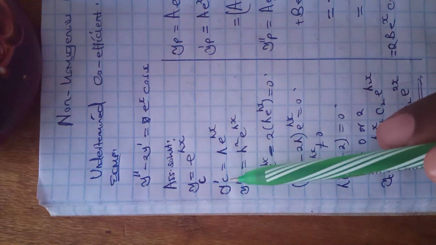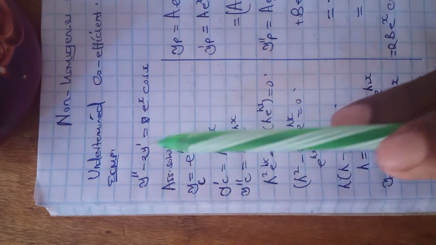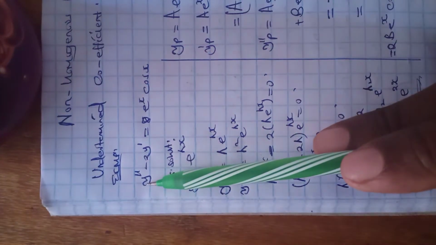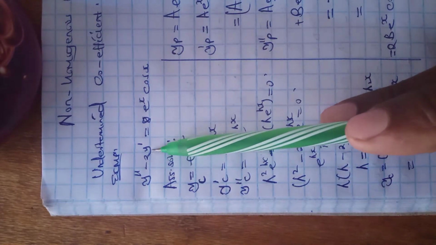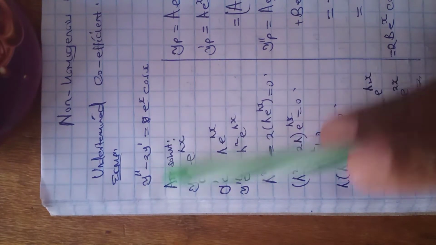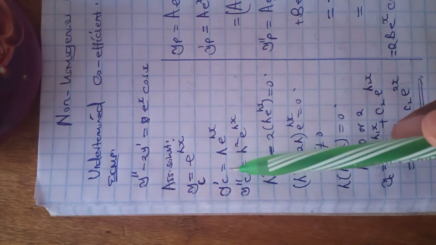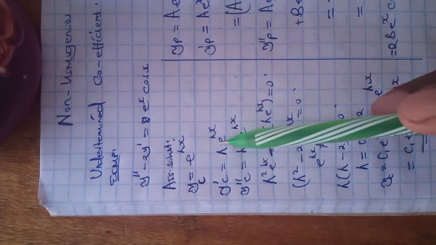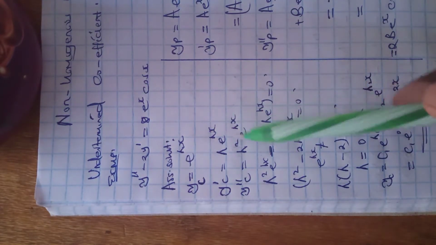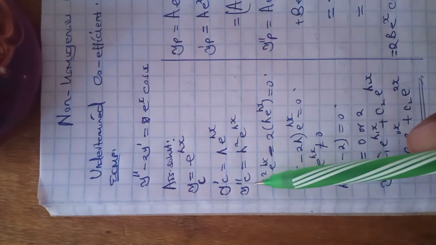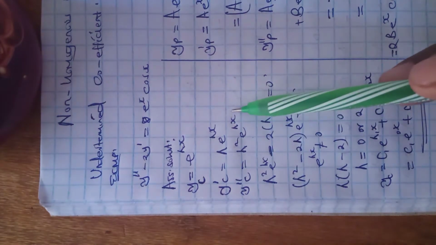Now we differentiate it twice. As you know, we have two constants here, a constant 1 and another constant 2. So with enough instructions, we have to differentiate it twice. We differentiate the first one: y_c' equals λe^(λx). Then the second derivative: λ²e^(λx).